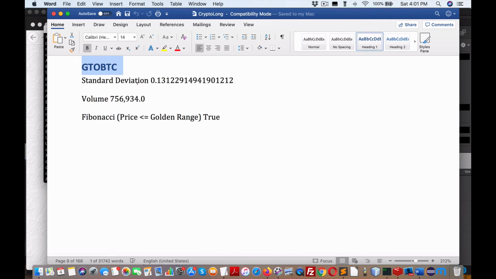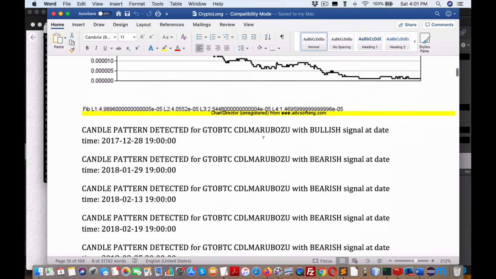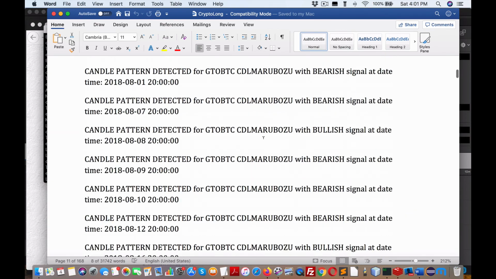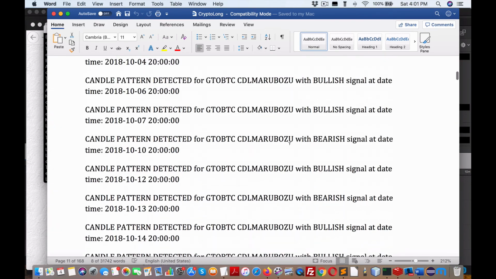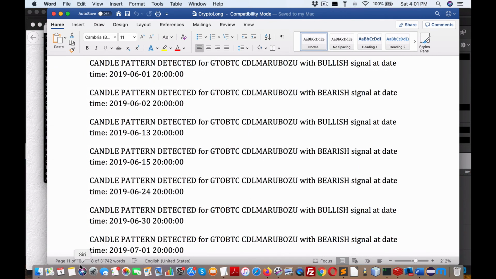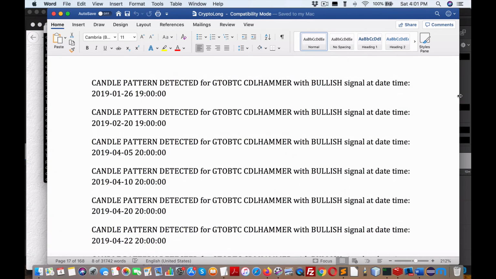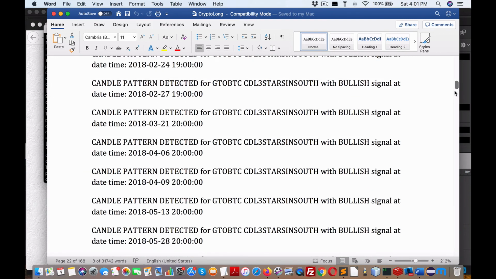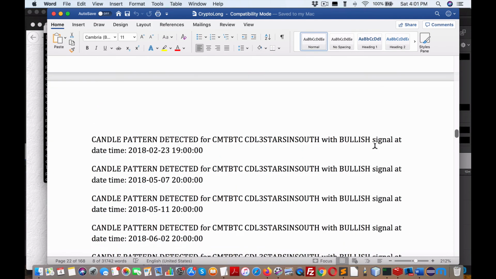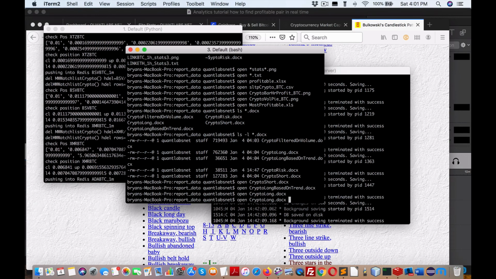Here's another one, GTO BTC. Again, compare this standard deviation against the group. Same with the volume. Is it within the golden zone? Everything stays the same. Nothing fancier than this. Okay, so you have the bullish, bearish signals, and it just goes on and on. You have here 168 pages, so no one's asking you to go through every single report, but it's there if you want it. These are generated automatically. Okay, so this one might be very useful for you.